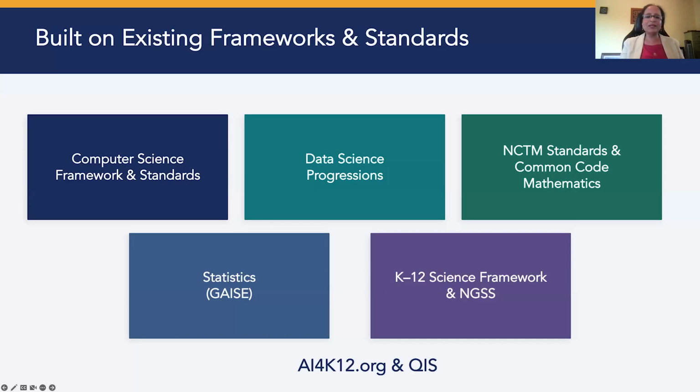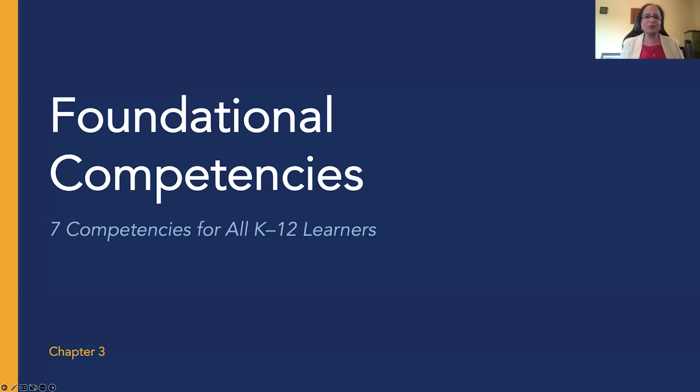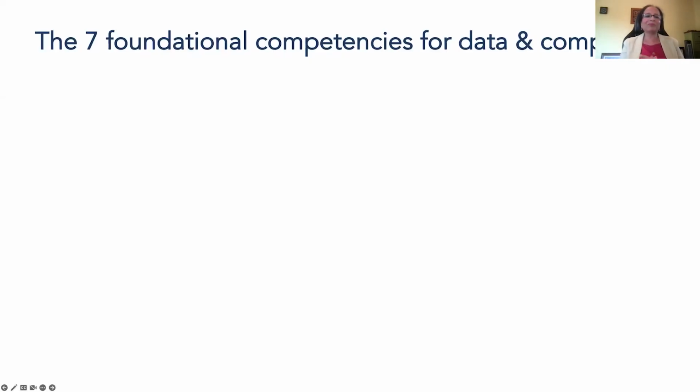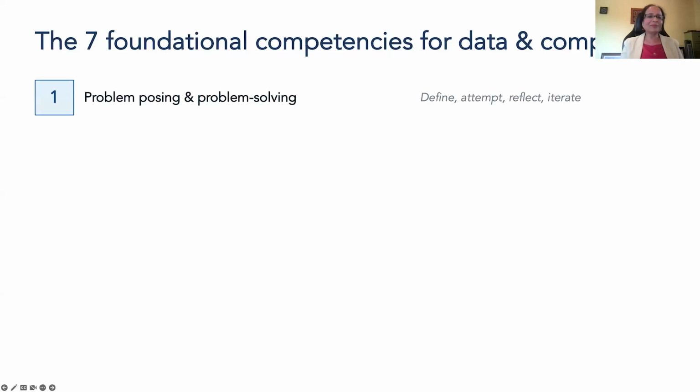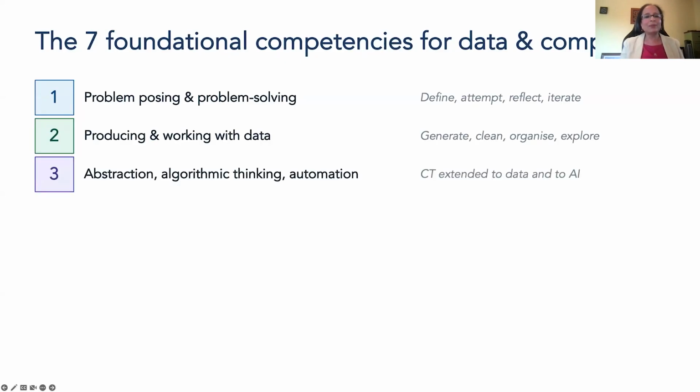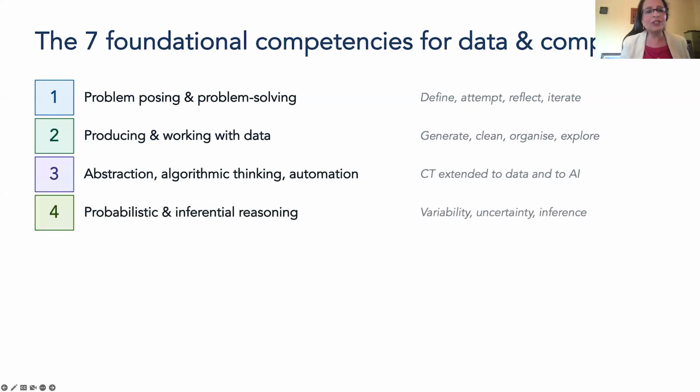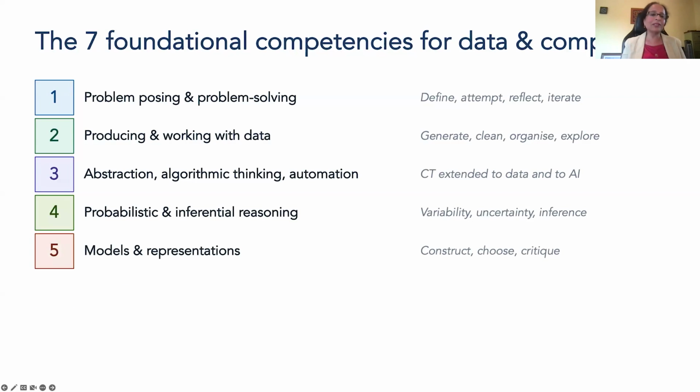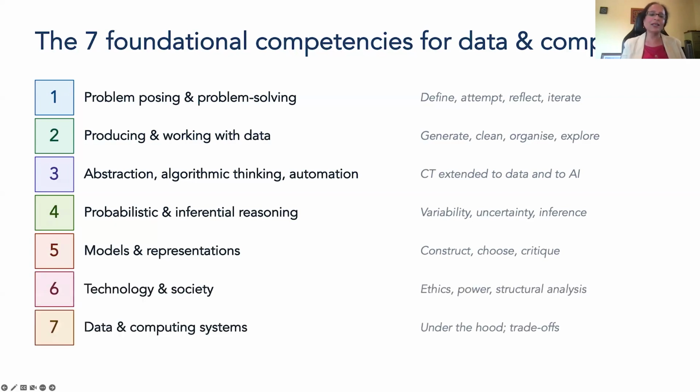And so, based on this bottom-up combined with top-down deliberation, we arrived at several candidate competencies, which were finally boiled down to a set of 7. And here they are. Drum roll, please. Problem posing and problem solving, producing and working with data, abstraction, algorithmic thinking and automation, probabilistic and inferential reasoning, models and representations, technology and society, data and computing systems.